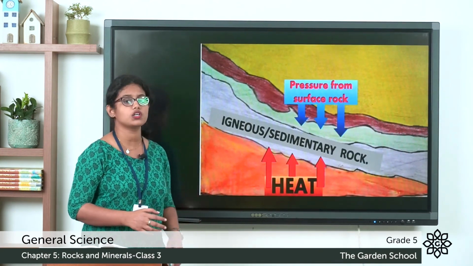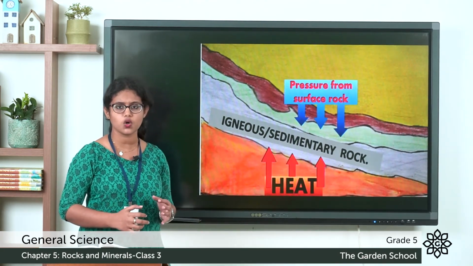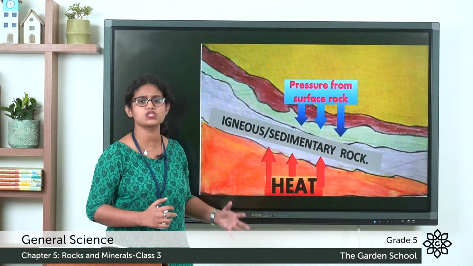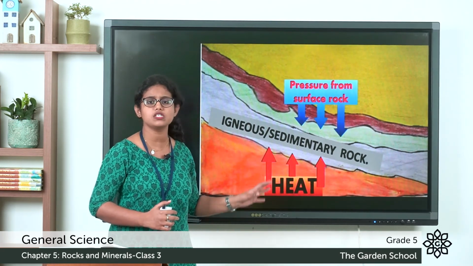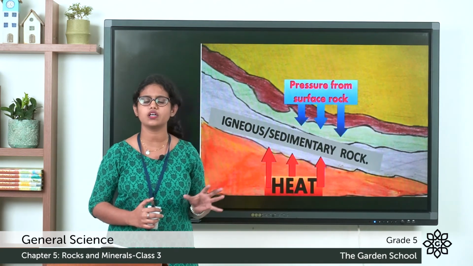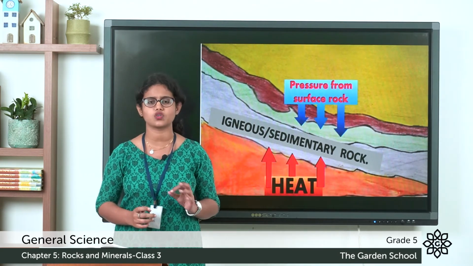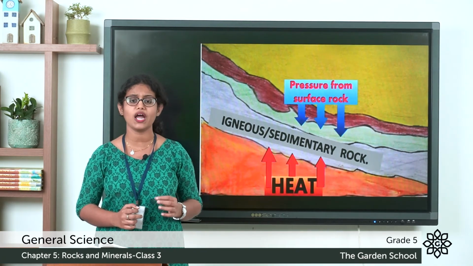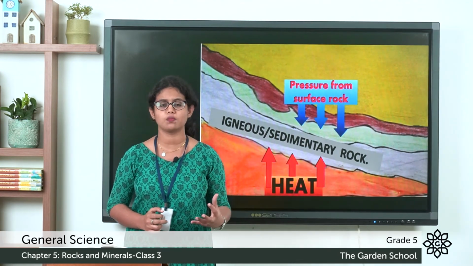So here in this picture, you can see the igneous or the sedimentary rock, when it undergoes extreme heat under the Earth's surface and pressure from the surface rock, changes into a metamorphic rock. Such types of rocks are called metamorphic rock. The formation of metamorphic rock is a very slow process. You know why? Because it takes millions of years to form a metamorphic rock.